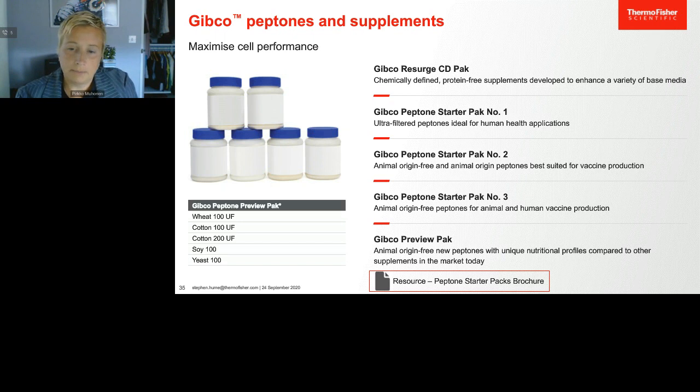And when you find the best peptone or peptones, these are available in GMP grade so that you can source them for your GMP manufacturing. You can download the flyer here to see more details of these starter packs, and we also have a very comprehensive nutrient manual available on our website for more detailed information and data.